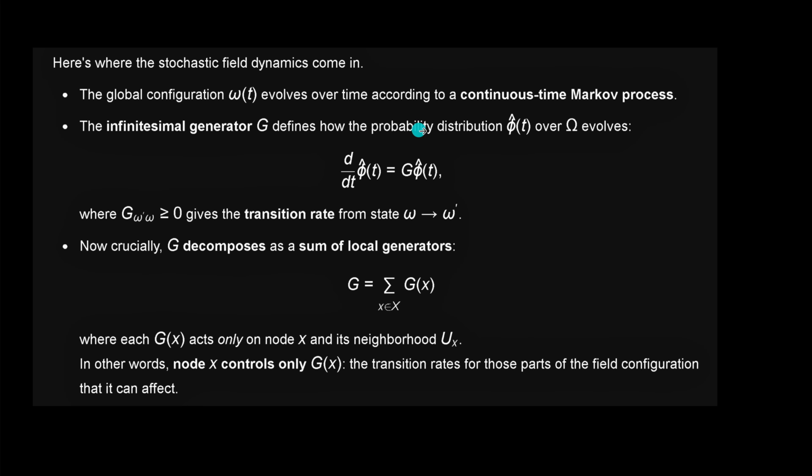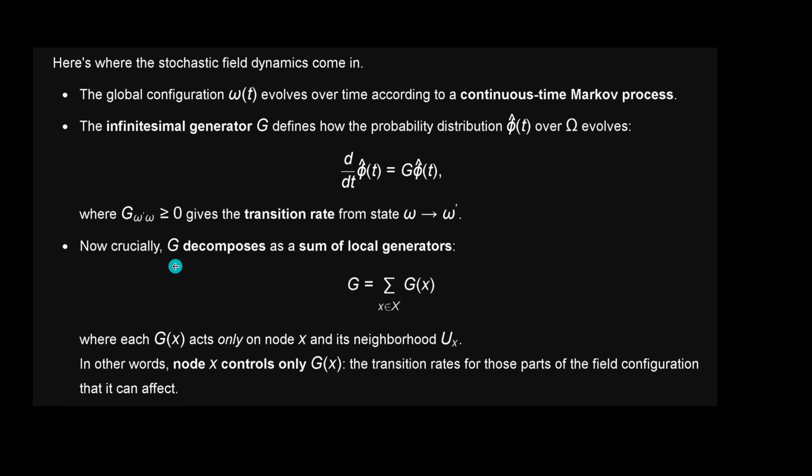And you see here, beautiful, this is how our g is integrated in the system dynamics. G from Omega dash Omega gives the transition rate. So we move from a particular state Omega to a state Omega dash.